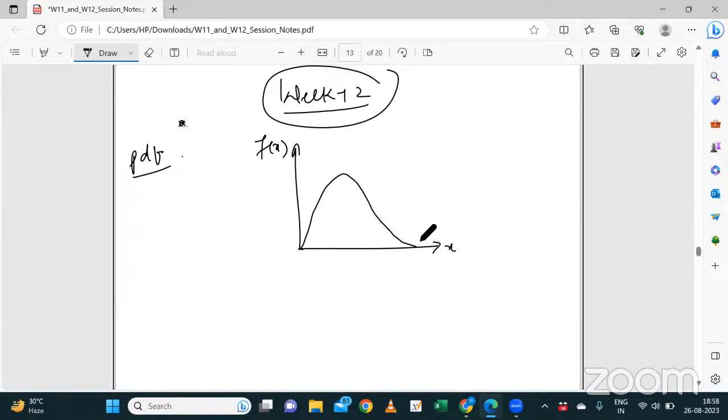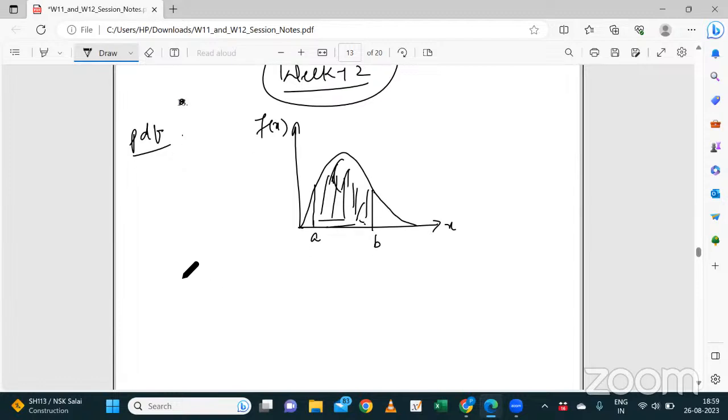Suppose the question is: what is the probability that x will take a value between a and b? Here I'm interested in the density, not a particular point. That means I'm interested in finding the area between a and b. In case of continuous, a single point has no meaning, because the probability at a singleton point is 0. Area at a particular point doesn't make any sense.